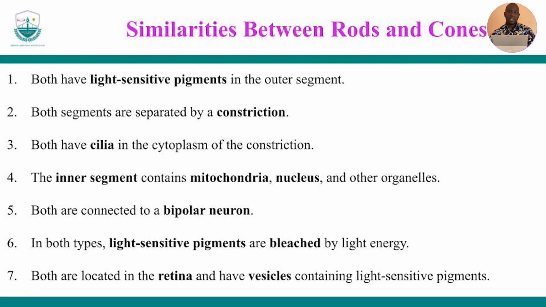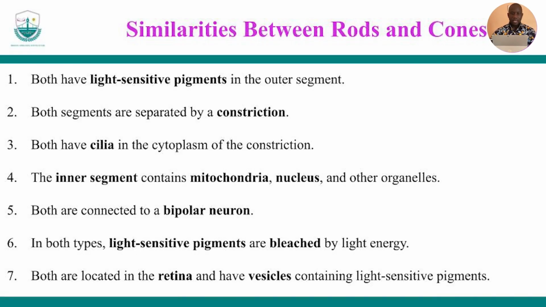The difference comes in how many bipolar neurons they are connected to. And then they have photosensitive pigments that are bleached by light energy. And both of them are located in the retina and have photosensitive pigments.